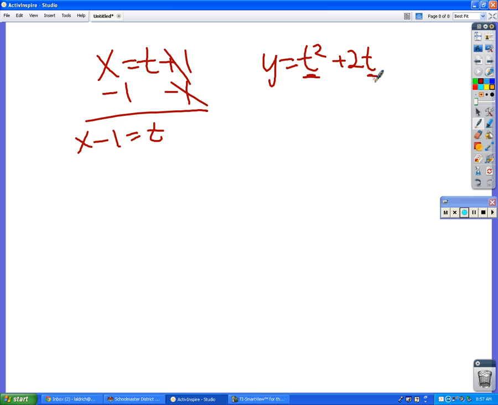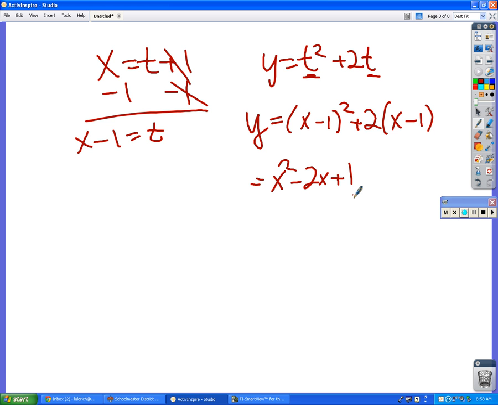So I'm going to rewrite the y function as, instead of being t squared, what did t equal? X minus 1, so it's going to be x minus 1 squared, plus, instead of writing the t there, 2 times t becomes 2 times x minus 1. Okay? Let's do some simplifying. What does x minus 1 squared boil out to be? X squared. Wait, it's 1 minus 2x.